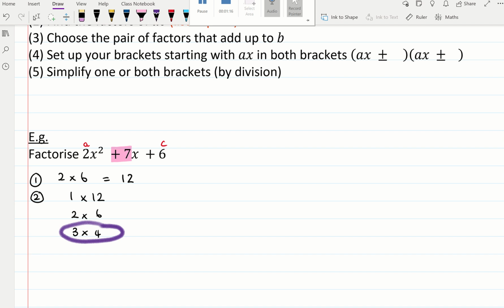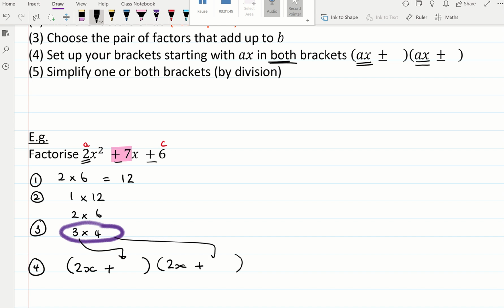And then I'm going to set up my brackets. My brackets always have the same setup. They will always start with ax. Remember, a is the number next to x squared, but it's not ax squared, it's ax in both brackets. So both brackets have ax. Because both of these signs are pluses, it means both of my signs in both brackets are pluses as well. And then I put the pair that I've chosen, so 3 and 4.